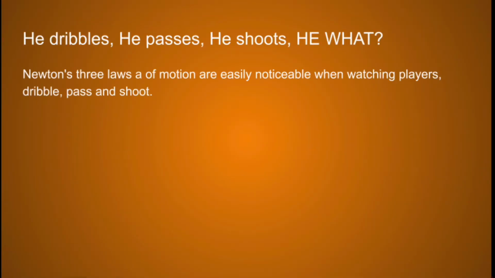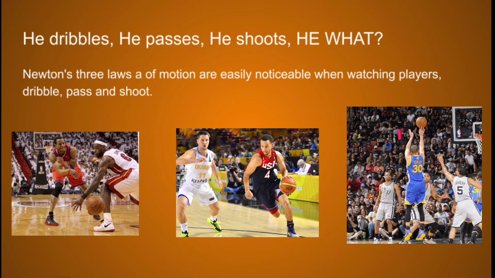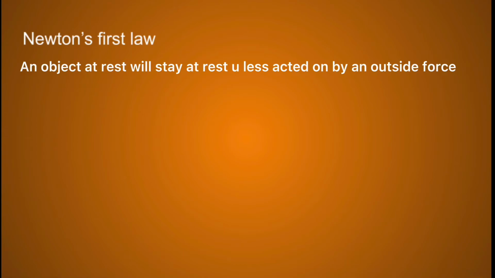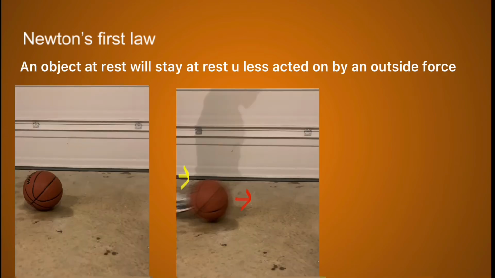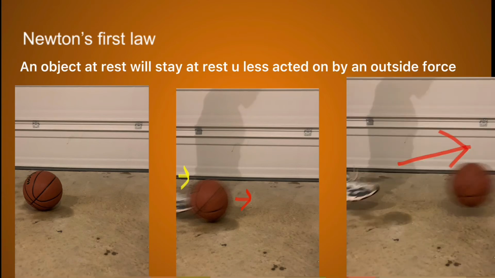Newton's three laws of motion are easily noticeable when watching players dribble, pass, and shoot. Newton's first law is defined as an object at rest will remain at rest unless acted on by an outside unbalanced force. The object will then travel in the direction that the force is applied, in the same constant speed and direction. An easy display of this is as simple as, well, my object is at rest and is not being touched by an outside force.